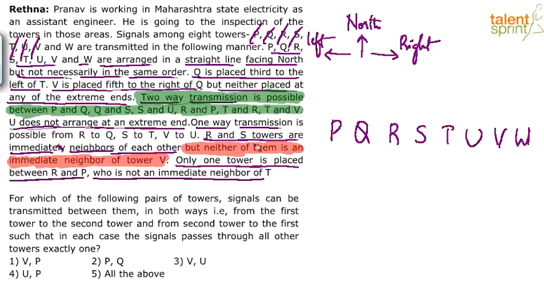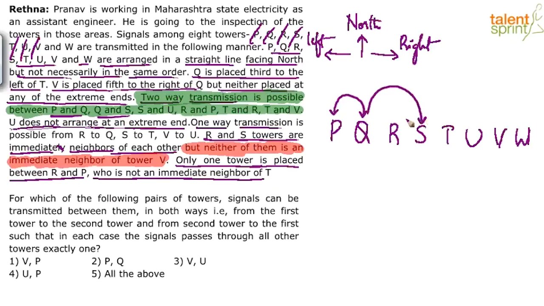So two-way transmission basically means here that P can transmit signals to Q and Q can also transmit signals to P. Right? So two-way transmission is possible between P and Q. Means what? P can give signals to Q and Q can give signals to P. So P to Q is possible, Q to P is also possible. So I am putting a double-headed arrow. Double-headed arrow means what? You can go from P to Q and also come from Q to P. Both are possible.